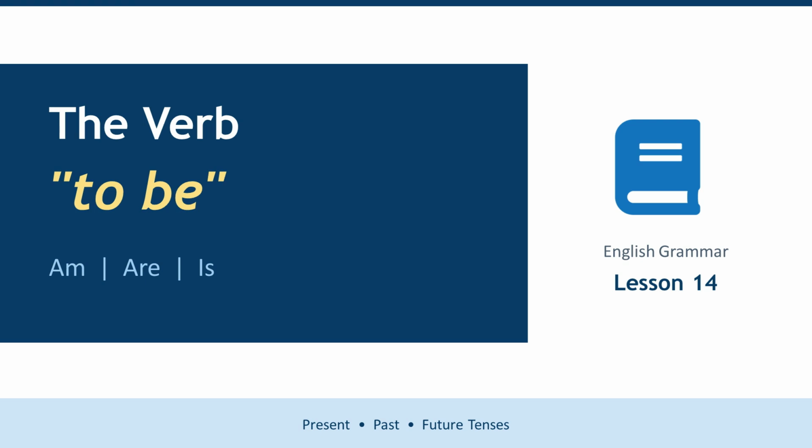Welcome to lesson 14. In this lesson, we will learn about the verb to be. The verb to be is one of the most important verbs in English. It has three forms in the present tense: am, are, and is. We will cover how to use this verb in the present tense, the past tense, and the future tense. We will also learn how to form positive sentences, negative sentences, and questions. So, let us get started.